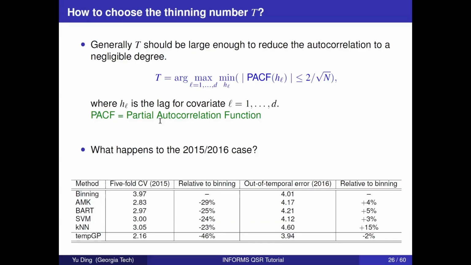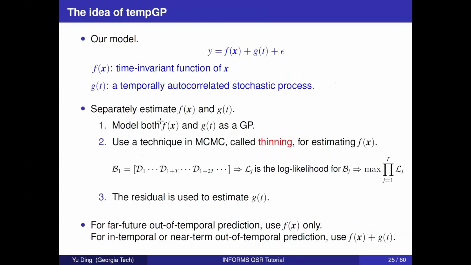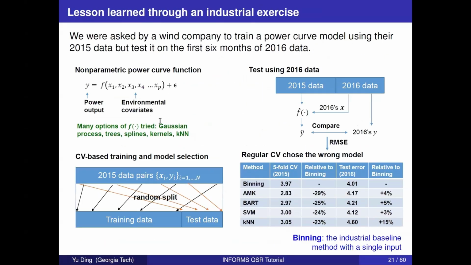So the story is, if you still cannot beat binning, why do we need to use your method, right? This is why, when we presented this to them, they don't talk to us anymore. I see. Right. So that's the humiliation I was talking about.